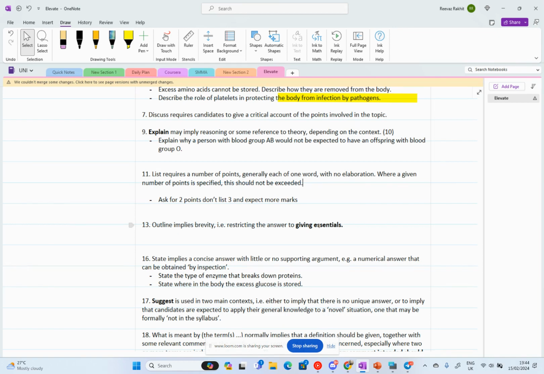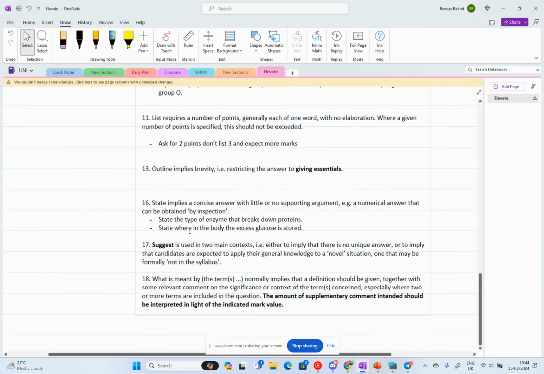But essentials mean the key points. Let's say define homeostasis or outline how some homeostatic process occurs. You know those 5 steps that happen. You just have to more or less outline them with the key biological terms. Now, I'm not going into the content here, I just want to go into the types of questions.